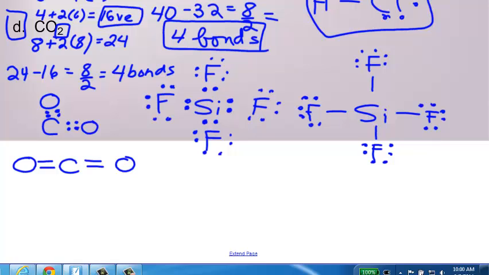And now you would fill in so that everybody has 8. Everybody's happy. So this oxygen up here has 1, 2, 3, 4. So it needs only 4 more. This oxygen has 1, 2, 3, 4. So it only needs 4 more. And the carbon already has 1, 2, 3, 4, 5, 6, 7, 8. Remember, electrons in the space between the symbols get counted towards both elements. So now everybody's happy. And if you count the electrons, we have 16.